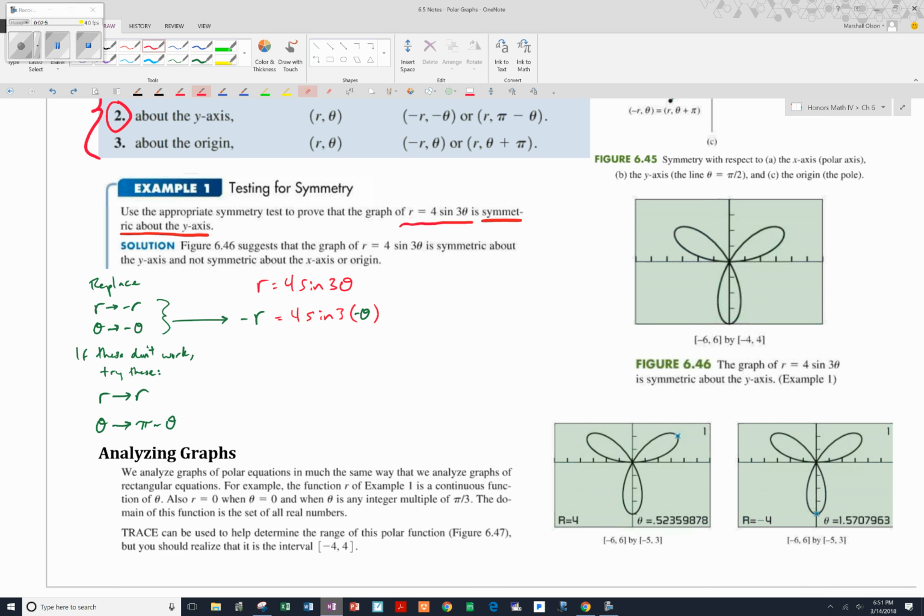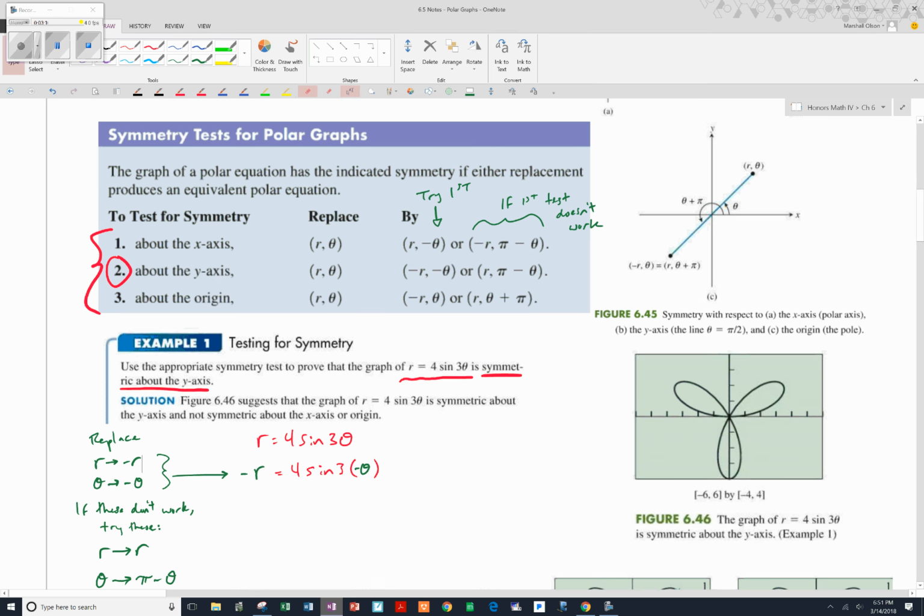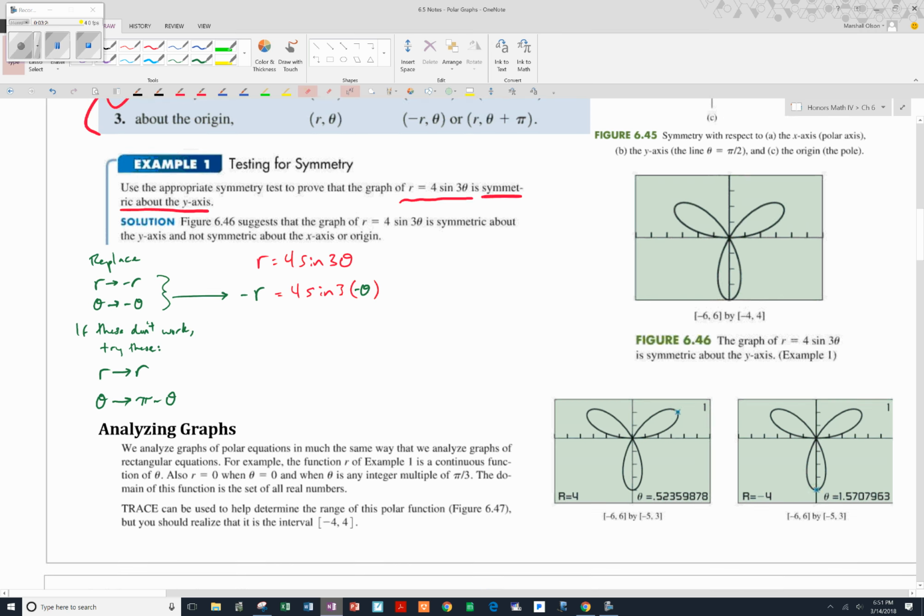I've kind of done that already here in our equation. And then what we're going to do is simplify. When we get done simplifying, if we end up with the same equation again, and that's what all these tests show, and actually I should probably highlight that here. What we're trying to do is see if we can produce an equivalent polar equation. If either of those replacements gives an equivalent polar equation, in other words, we want to end where we started.